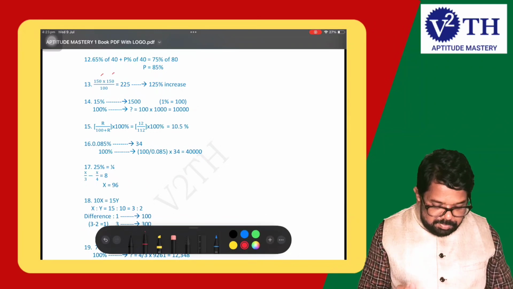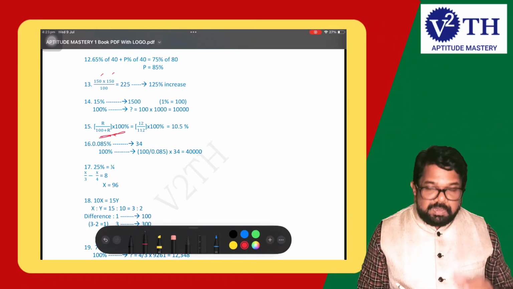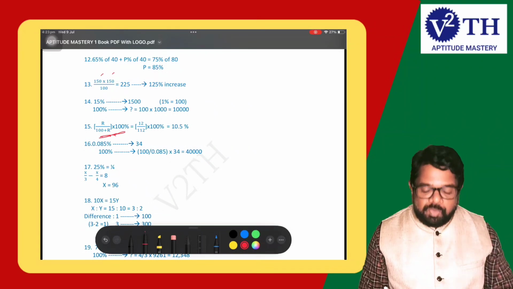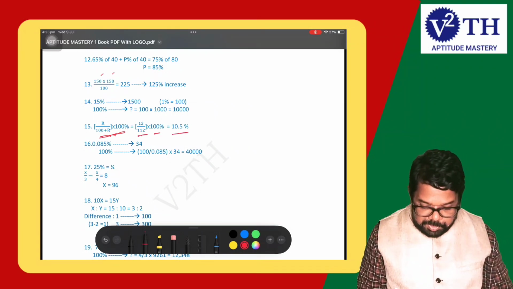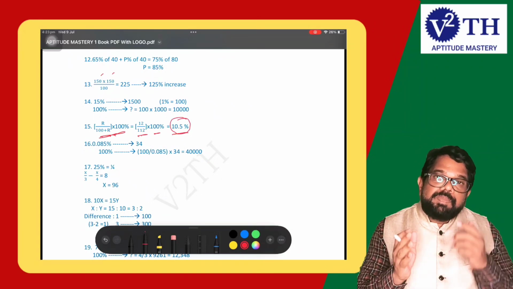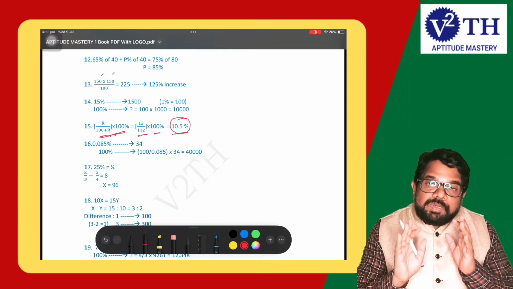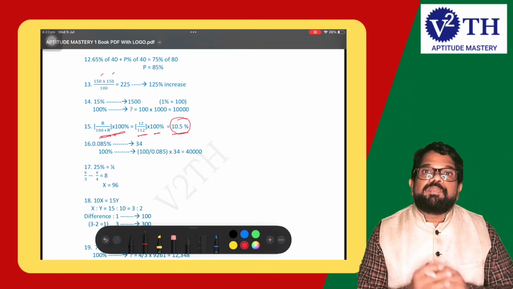Okay, so question number 15. See here, R by 100 plus R into 100%. That keynote you have to apply. R is 12 here, 12 by 112 into 100. By simplification, how much value you got? 10.5% it is. If A is 12% more than B, but B is how much percent less than A? Don't say 12%. How much percent less? Only 10.5% it is.